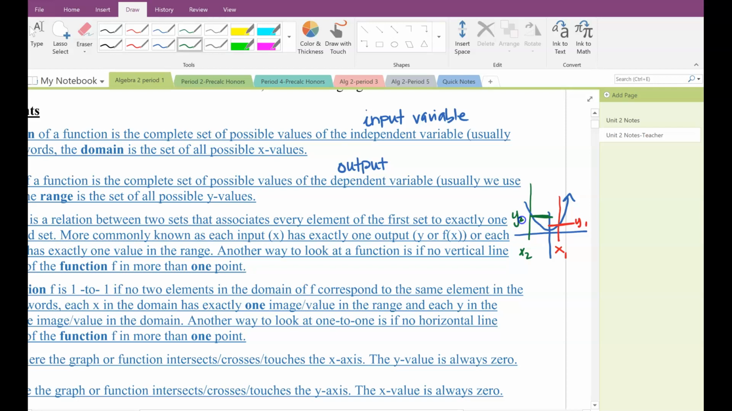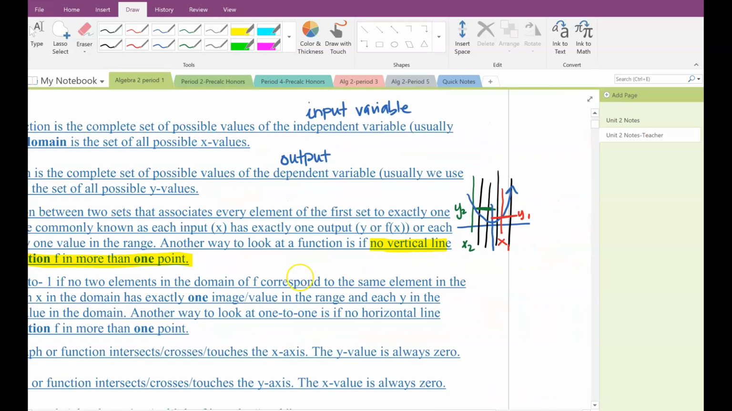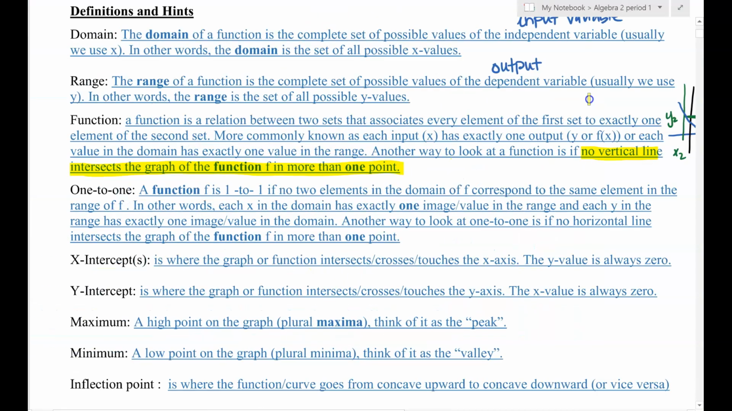Now, as I'm drawing more and more lines crossing the x-axis, these are all vertical lines, okay? And the definition said another way to look at it is if no vertical line intersects the graph of the function, let's call it f, in more than one point. So if it intersects in more than one point, then it's not a function.